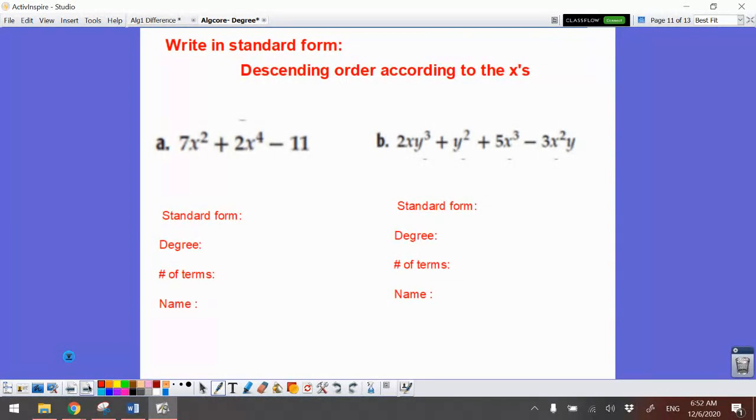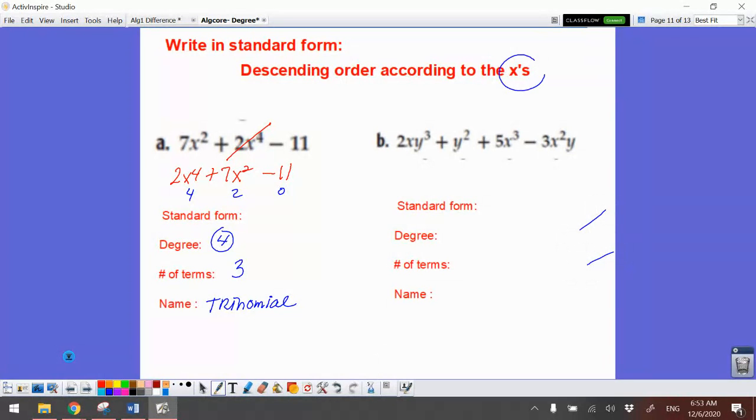All right, so let's see if we can write these in descending order, okay? Into standard form. So which one of these should go first? Who has the most x's? Yeah, it's the 2x^4, so that's going to go first. So I've used that one. Now the 7x squared is positive, so it's going to go next, and then my minus 11. So there's my standard form, okay? How many terms are there? 1, 2, 3. There are 3 terms, which means that's going to be a trinomial, okay? What's the degree? Well, this is a 4, this is a 2, that's a 0, so it's a degree of 4.